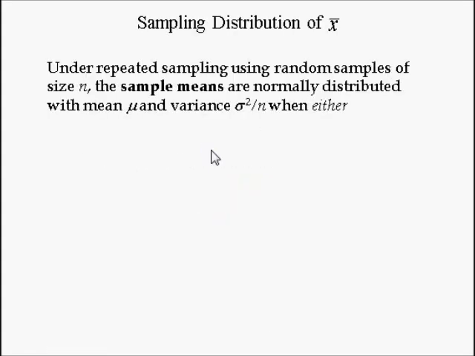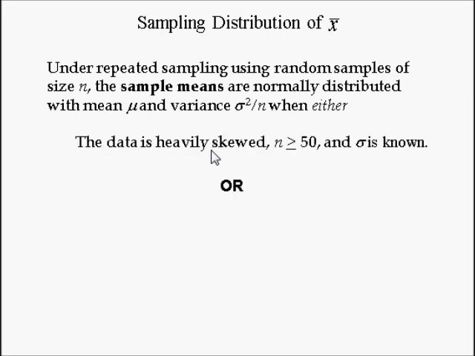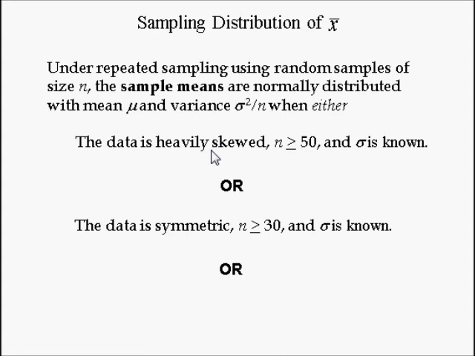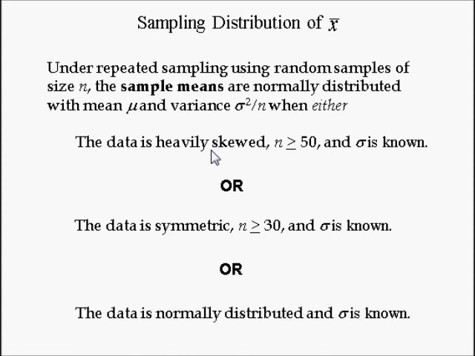Under repeated sampling, in random samples of size n, the sample means are normally distributed with the mean mu and variance sigma squared divided by n when either the data is heavily skewed, the sample size is at least 50, and the population standard deviation is known, or the data is symmetric, the sample size is at least 30, and the population standard deviation is known, or the data is normally distributed and the population standard deviation is known.